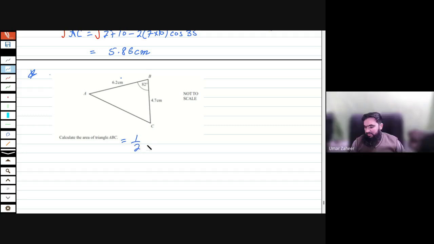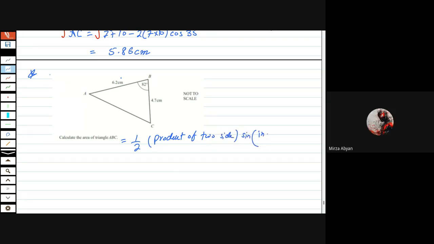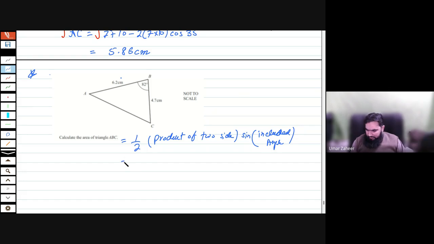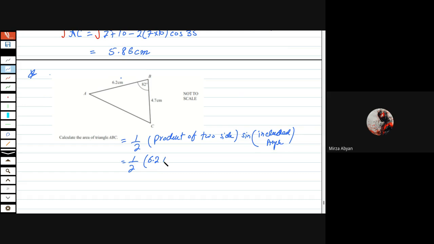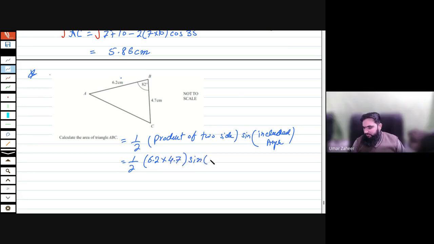Half into the product of two sides into sine of their included angle. Yes, sides are 6.2 and 4.7. So 4.7 into sine of the included angle, that is 82. There is no base, there is no height here. Why? Because there is no side that is making a 90-degree angle.